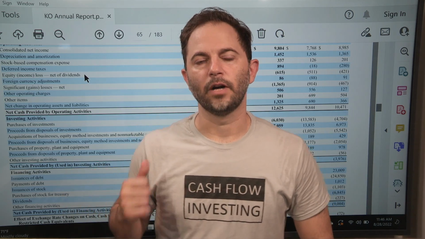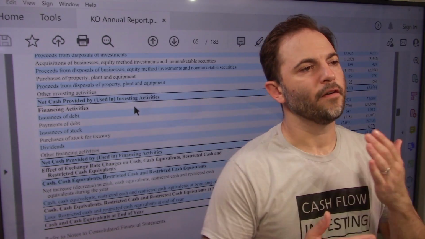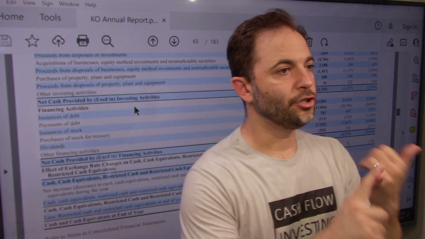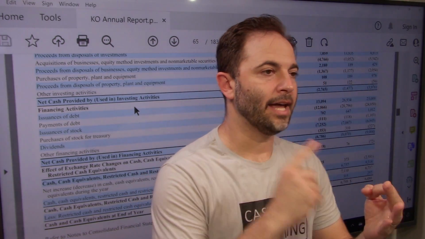That's the cash flow from investing section. Okay, the final section, the cash flow from financing section. In here, you're going to find issuance and sale of stock, dividends, and debt payments.